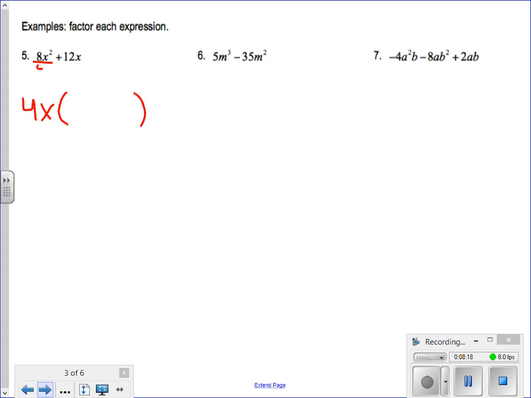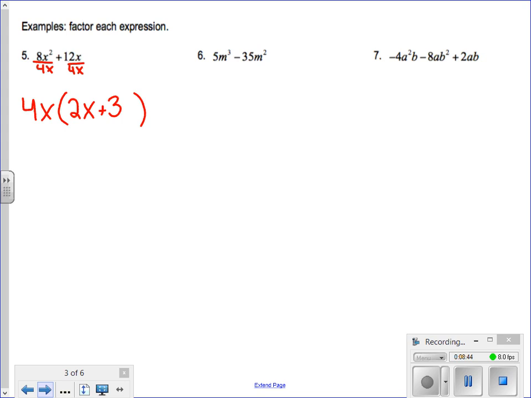So I have to divide both terms in the expression by 4x in order to figure out what goes left in the parentheses. Well, 8 divided by 4 is 2, and x squared divided by x is x. 12 divided by 4 is 3, positive 3, and x divided by x cancels off. So my final answer is 4x times 2x plus 3. That is the fully factored form.